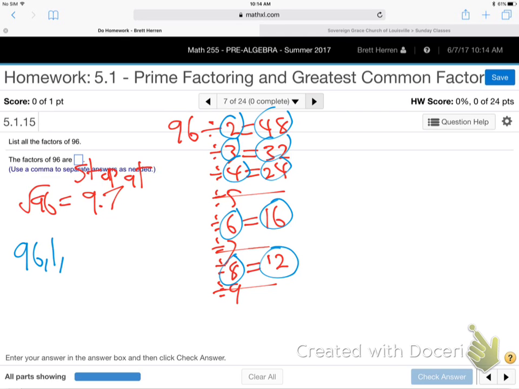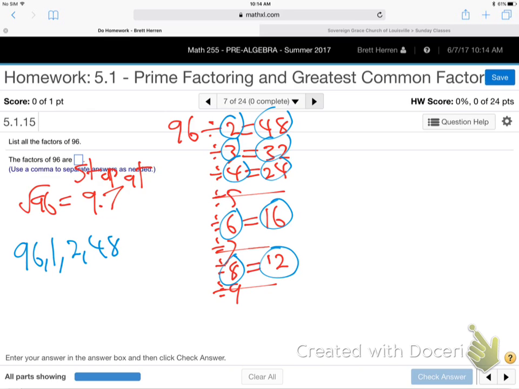So 96 and 1, remember you always start with the entire number. The order doesn't matter, just in the list somewhere. It's got to be the entire number and 1, right? Because 96 goes into itself, clearly, and 1 goes into everything. We're trying to list all the numbers that divide evenly into 96. So that's going to include 96 itself and the number 1, right? You with me? And then all those other numbers.